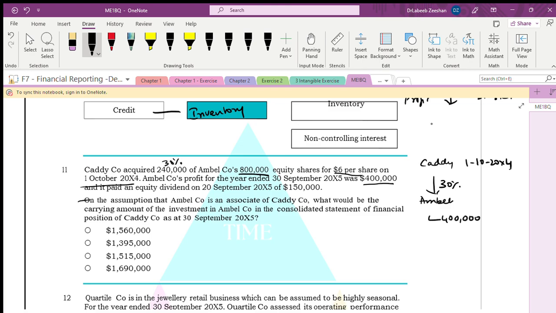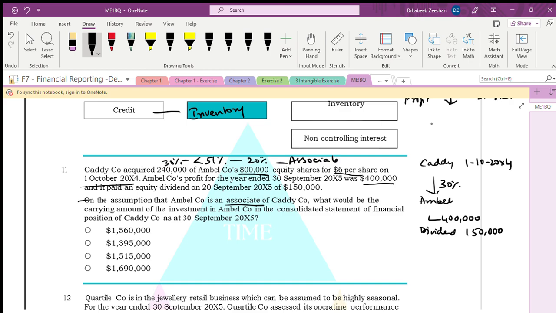And they paid an equity dividend. Fine, good. That's very important. The more, 150,000. The more particulars there are, the more clarity will come. For understanding, on the assumption that Amble is an associate, definitely. What is the condition? If it is less than 51%, is it right? Less than 51% till 20%, it is going to be categorized as an associate.